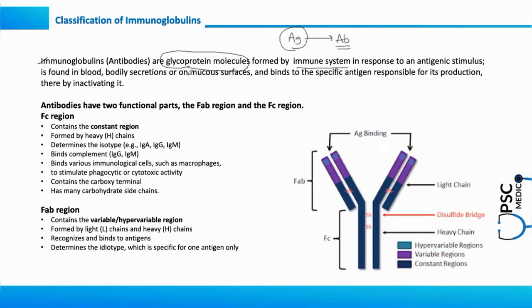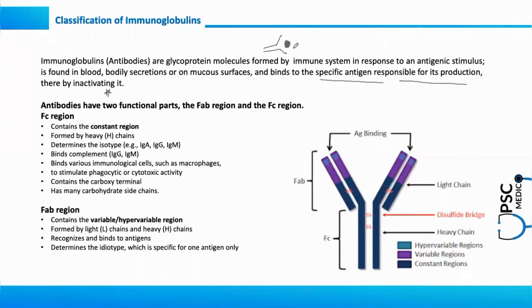And where do you see these immunoglobulins? They are found in blood, and most of us know that. But along with that, they are seen in bodily secretions, and IgA is seen on mucosal surfaces. Bodily secretions, mucosal surface, and blood. And what does it do? It binds to the specific antigen responsible for its production, and at the end of the day, it will inactivate that antigen.